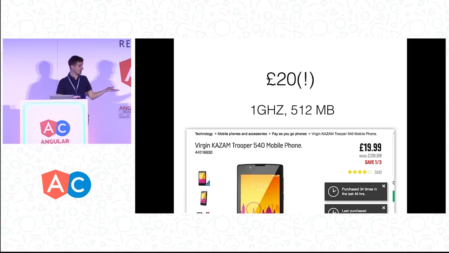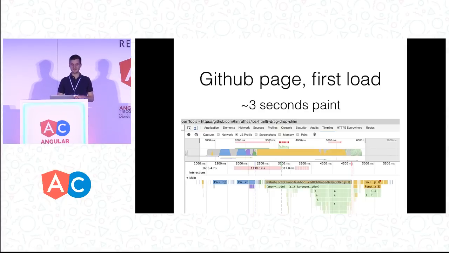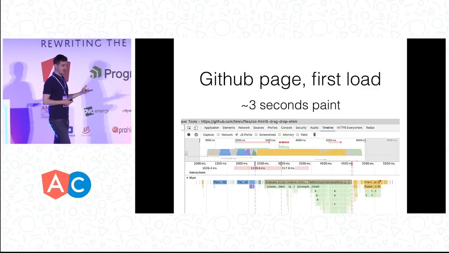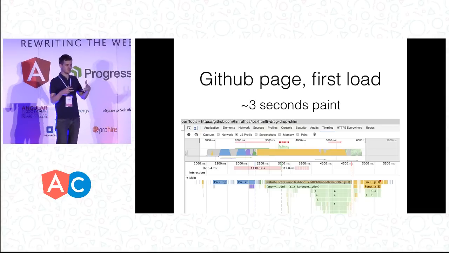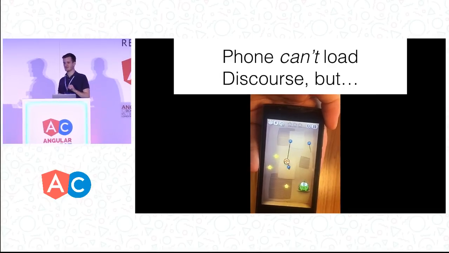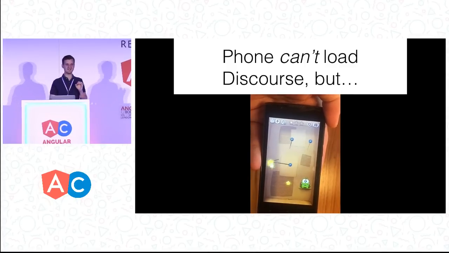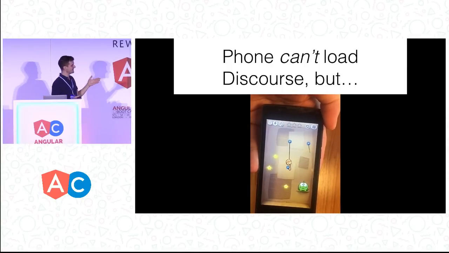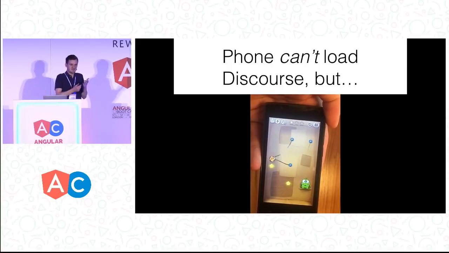As an example, this terrible phone, which isn't even the average person's phone, can do a 3-second initial paint on GitHub, which is a pretty complicated web application with lots and lots of HTML on the page. It cannot load Discourse. Like, it cannot. I've tried about 10 times. It crashes every single time. But it can play Cut the Rope. It just boggles my mind.